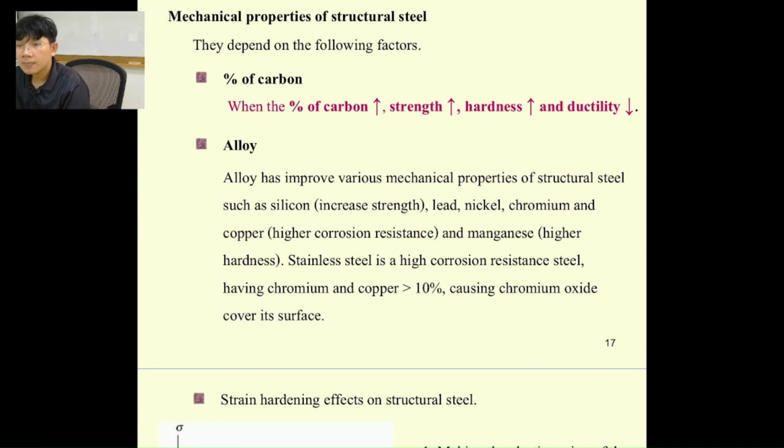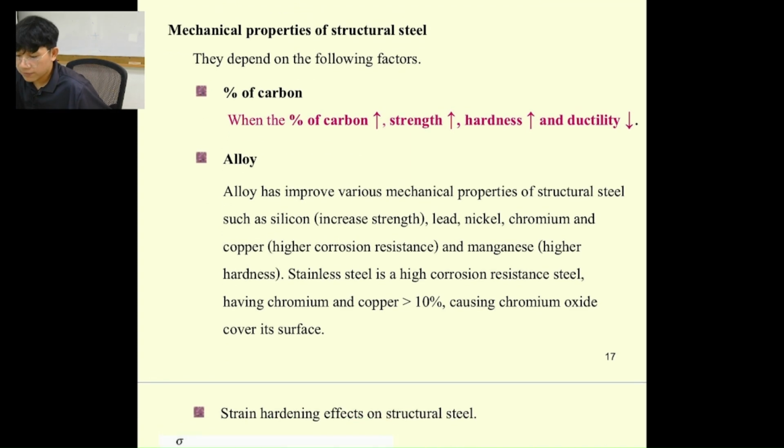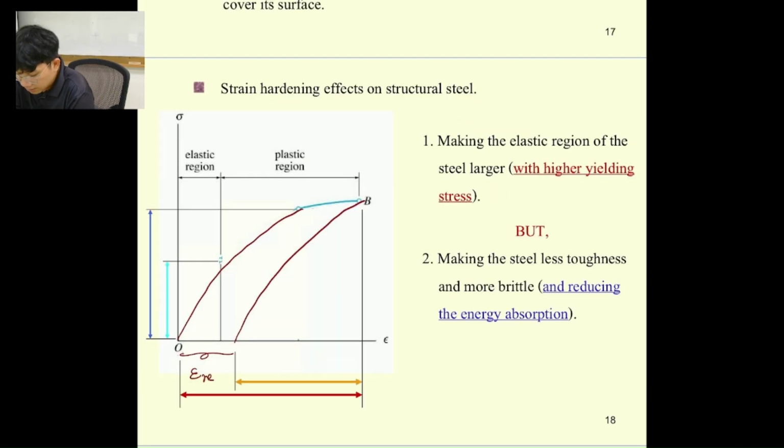Okay. All right, so the second one is going to be the mechanical properties of structural steel. So this is in conclusion, right? If we add more carbon, the strength increases and the hardness also increases and the ductility goes down. Okay. For the alloy, the steel is going to combine some, we're going to have some permanent strain over here, and then this zone we call the strain recovery.